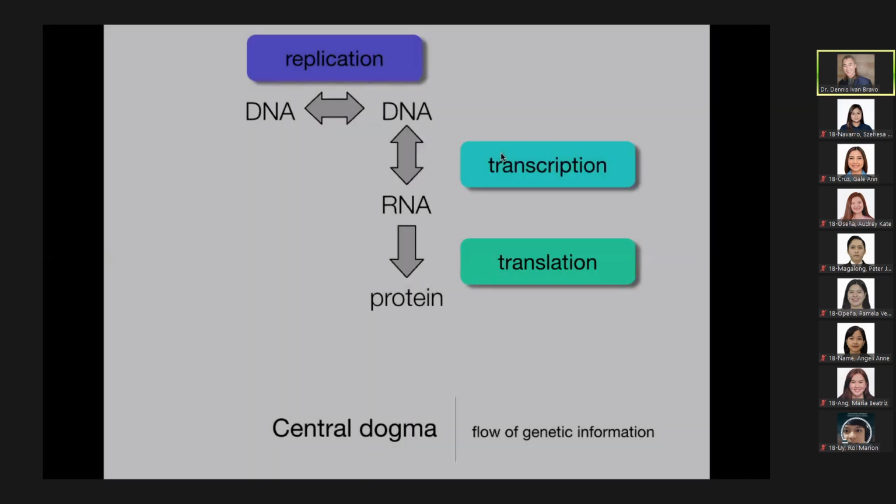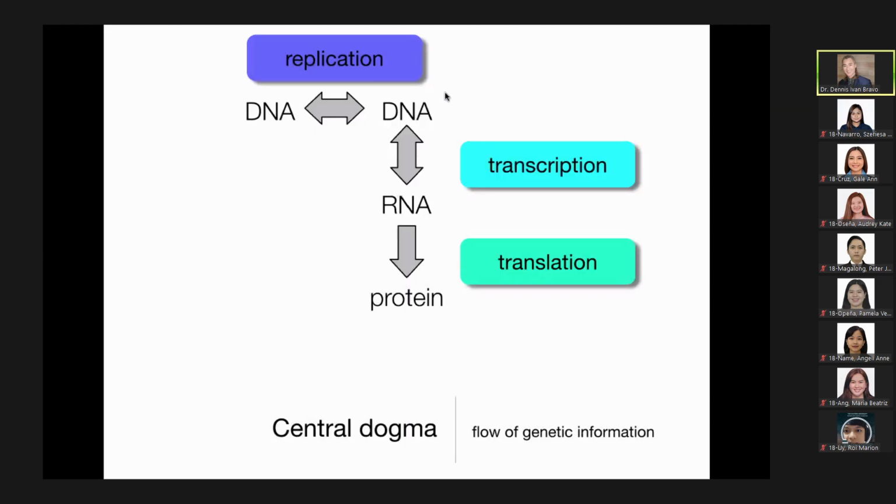Now, what is the function of DNA? We all know now that DNA is the genetic material, and the central dogma, which illustrates the function of DNA, actually describes the flow of genetic information. This central dogma was originally proposed by the tandem of Watson and Crick. For those who do not know, Watson and Crick is the tandem of scientists who elucidated the structure of DNA.